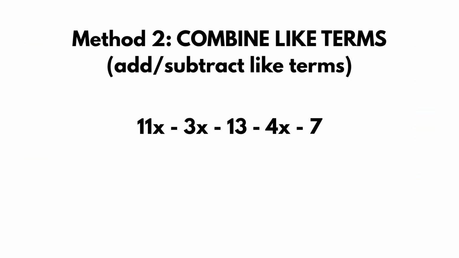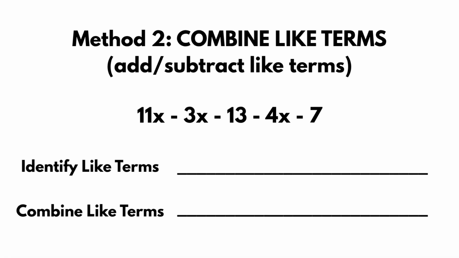Now, what if we have a much longer expression? We can combine like terms. These are parts of an expression or equation that share the exact same variable with the exact same exponent, or plain constants with no variables at all.